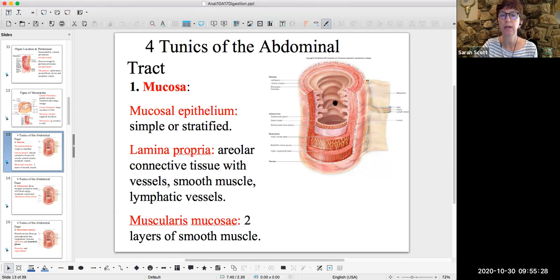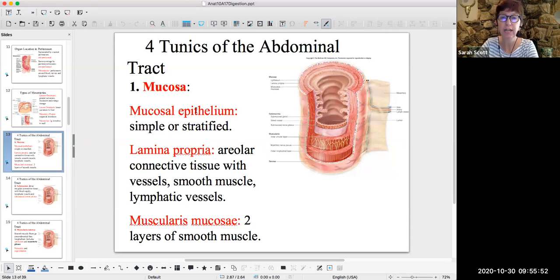Okay, so we're going to go from deep to superficial. And so the deepest layer is called the mucosa. And that means that all of these structures here are within this layer. So it's not like a single tissue layer or anything like this. There are multiple structures within the mucosa. And so these are just the major players within the mucosa.